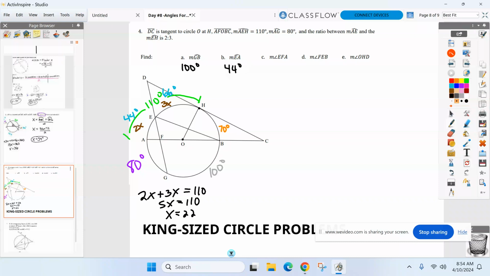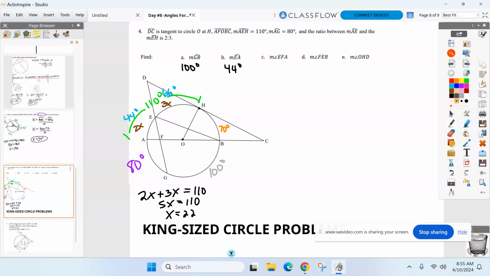EFA. Everyone find that angle on our diagram. Everyone see it? I could also call it GEB. Is that angle inside or outside the circle? Inside. So that means it's one of 3 types. Is it central? Nope. Is it inscribed? Nope. That means it's got to be what type? It is a floater angle.